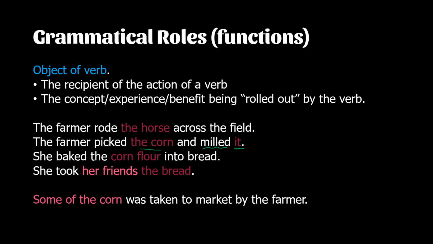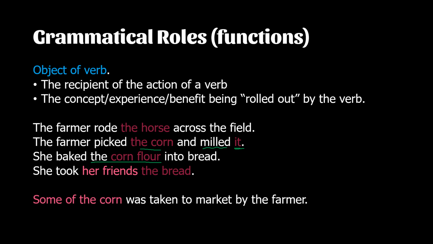She baked the corn flour into bread. So I have the corn flour as the noun phrase, and it is receiving the impact of getting mixed up with other ingredients and stuffed into an oven and heated up and getting baked into bread. So it is the object. Then we can have a sentence where you kind of have two objects.